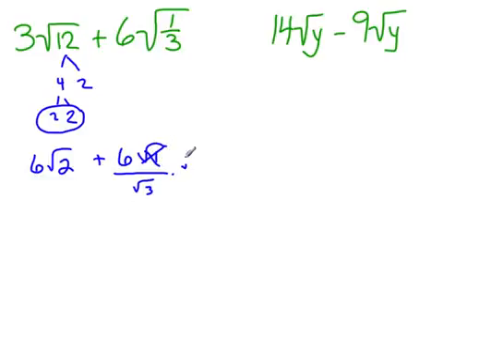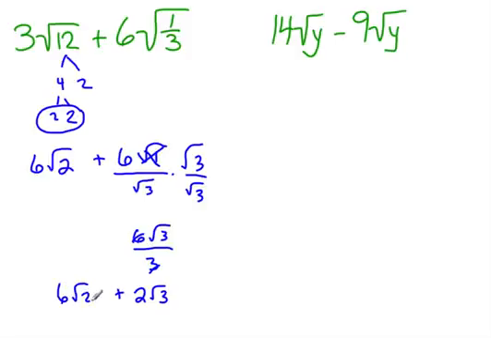I'll have to rationalize this part by saying this is the square root of 3 over the square root of 3. That would give me 6 times the square root of 3 over 3. And that simply breaks down, since those two are both divisible by 3, I'd have 2 times the square root of 3. At this point, I have 6 times the square root of 2 plus 2 times the square root of 3. And those really don't combine because they have different radicals. So I'm just going to say that's my final answer.